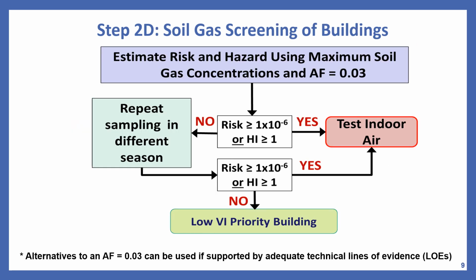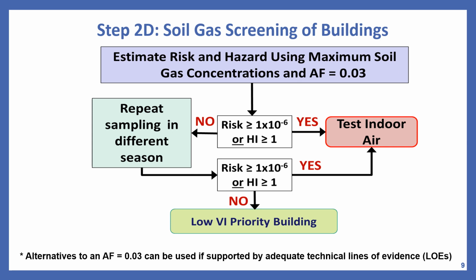This slide shows a flow chart of the process for screening buildings using soil gas data. The process starts with the collection of soil gas data and the evaluation of those data to estimate the risk and hazard using the maximum soil gas concentration and an attenuation factor of 0.03. If the estimated risk exceeds the point of departure of 1 × 10⁻⁶, or the estimated hazard index exceeds the point of departure of 1, proceed to an indoor air investigation at current buildings.